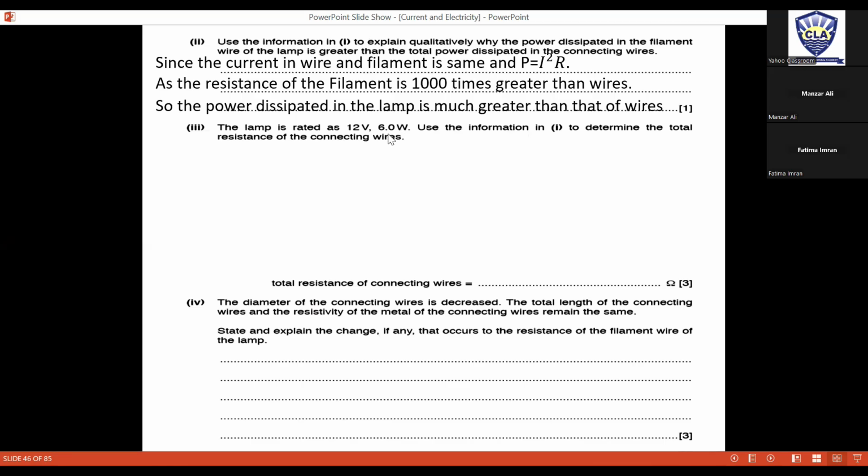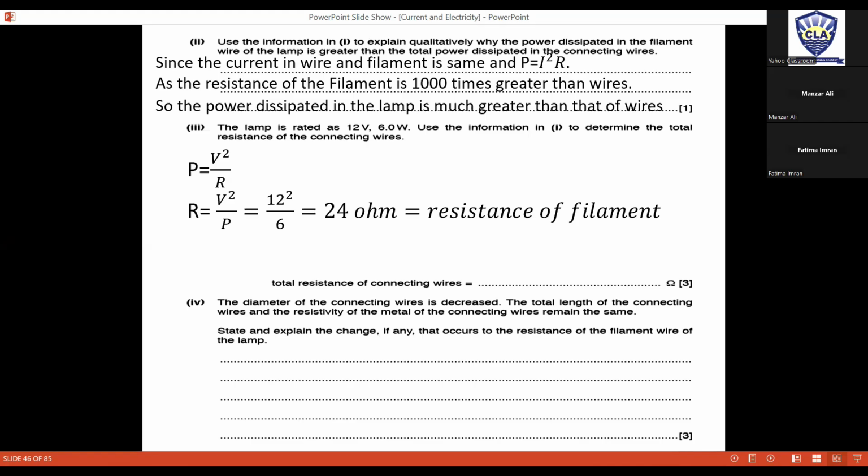फिर वो कहते हैं जी 12 वोल्ट बैटरी हमने लैम्प दिया हुआ है और 6 वॉट इसकी पावर है, तो व्हाट इज द टोटल रेजिस्टेंस ऑफ द कनेक्टिंग वायर्स। यहां पहले हम निकालेंगे रेजिस्टेंस ऑफ फिलामेंट। पावर इज इक्वल टू V स्क्वेयर ओवर R। फिलामेंट की रेजिस्टेंस आ गई है 24 ओहम्स। वी नो दैट रेजिस्टेंस ऑफ वायर्स इज 1000 टाइम लेस, so 24 divided by 1000, we get the answer as 24 × 10 raised to power minus 3 ohms.